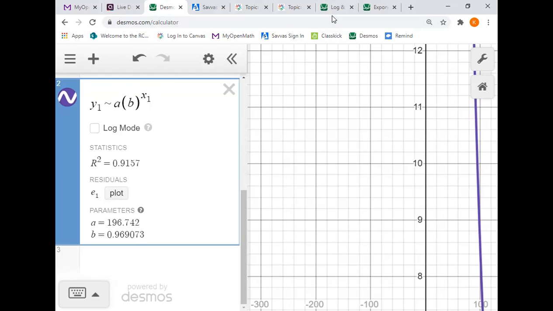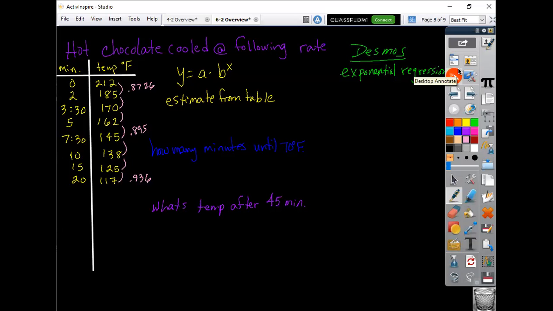All right, so let's go back to that page I was working on, and let me put this equation up here. So my exponential regression equation that came up from Desmos was the temp equals 196.742, oops, not a decimal, 196.742 times this 0.969073 to the power of x, and these are the minutes. Let me double check what I wrote down for my data too, to make sure I didn't copy anything wrong here. Yeah, I think my data was right that we typed in.